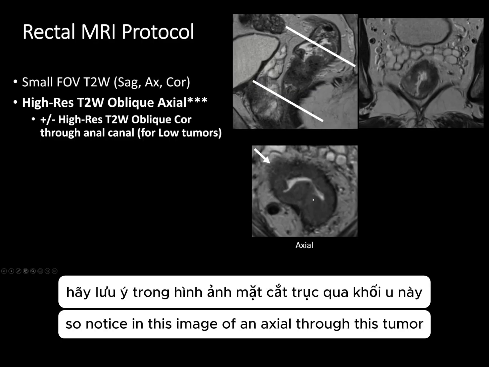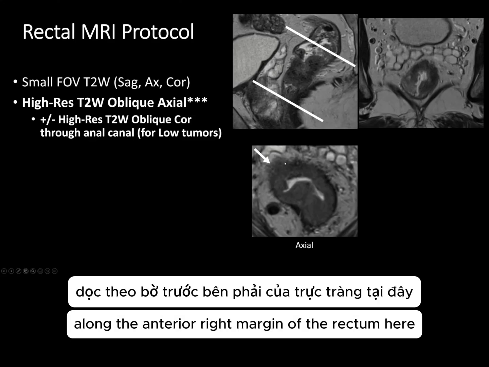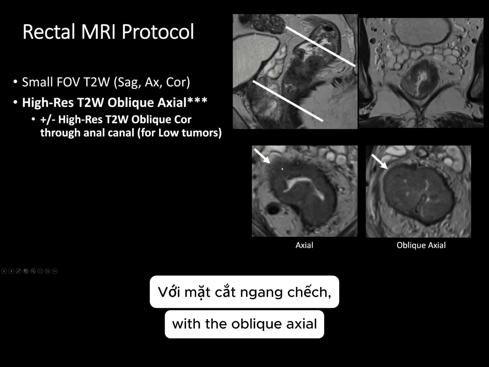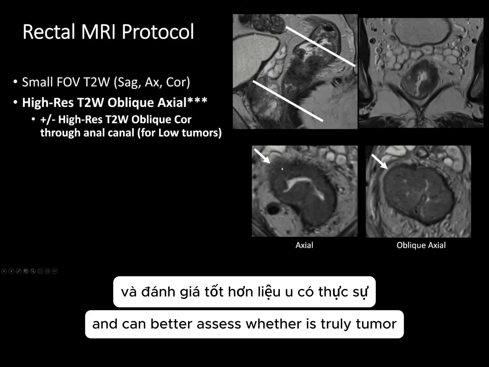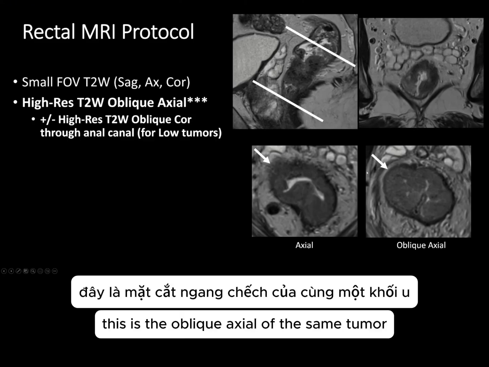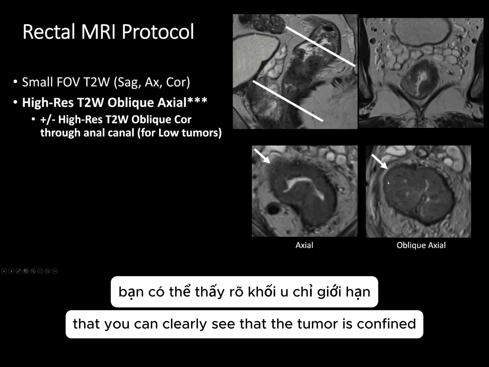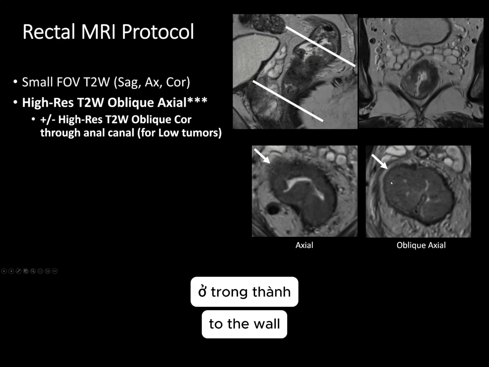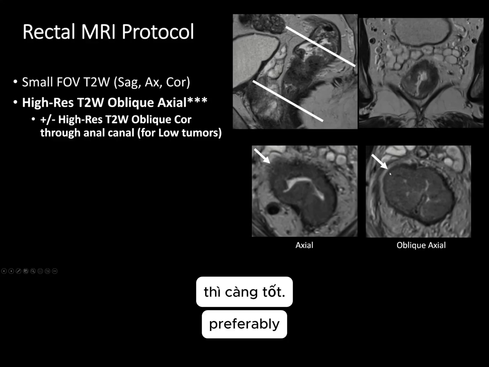So notice in this image of an axial through this tumor that it looks like there's tumor beyond the wall along the anterior right margin of the rectum here. With the oblique axial, you're looking down the barrel of the rectum and can better assess whether there is truly tumor beyond the wall. So this is the oblique axial of the same tumor at the same location. Notice that you can clearly see that the tumor is confined to the wall with a well-maintained T2 dark muscularis signal peripherally.